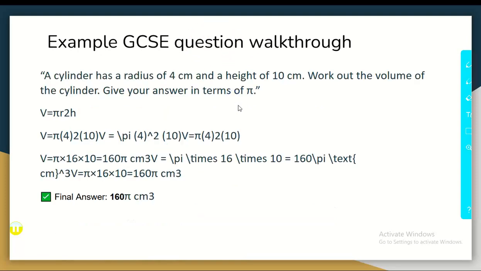Let's try a typical AQA exam style question. A cylinder has a radius of 4 cm and a height of 10 cm. Work out the volume of the cylinder. Give your answer in terms of pi.